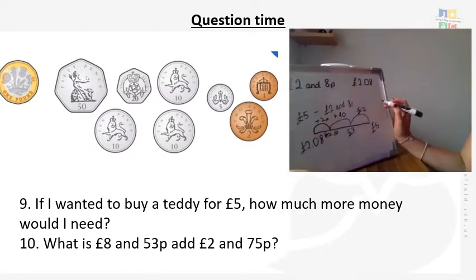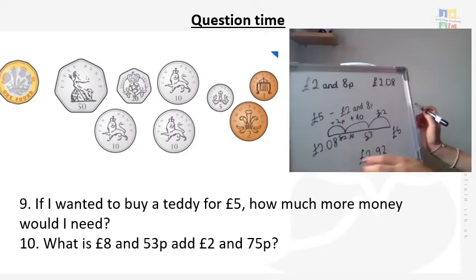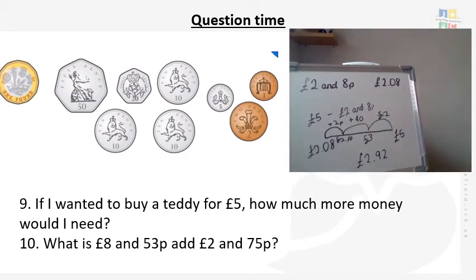So if I added all of those together, £2 add 90 pence would be £2.90. Add your 2 pence, £2.92. So that would be another way you could get to your answer.